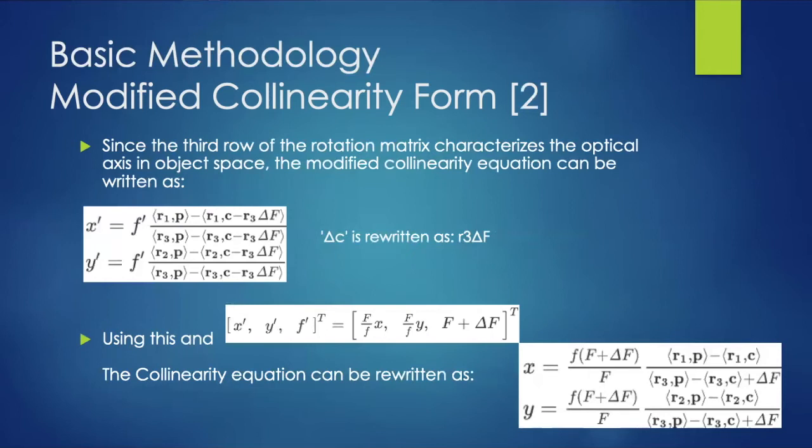Since the third row of the rotation matrix characterizes the optical axis in the object space, the modified collinearity equations can be written as this, where delta c is written as the third row of the rotation matrix times the perspective center offset. Using this and the modified image coordinates, this collinearity equation can finally be written as this, shown on the bottom right.